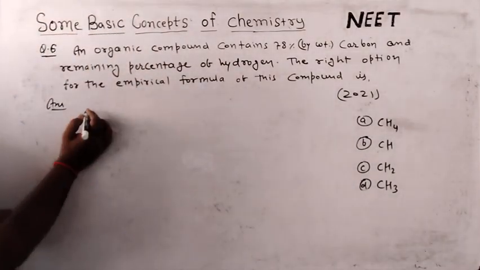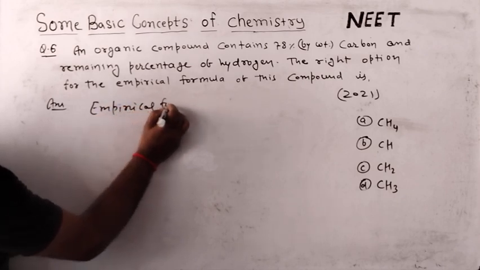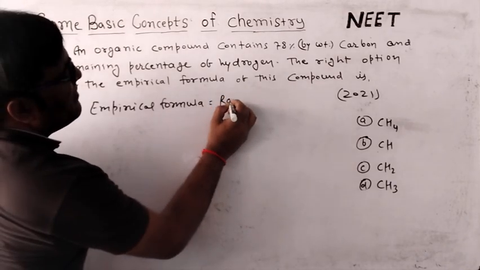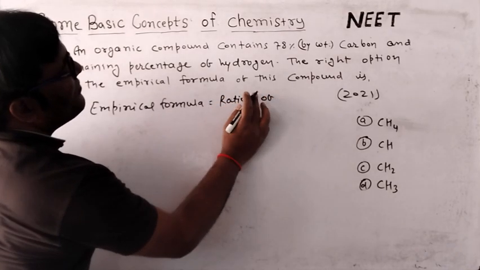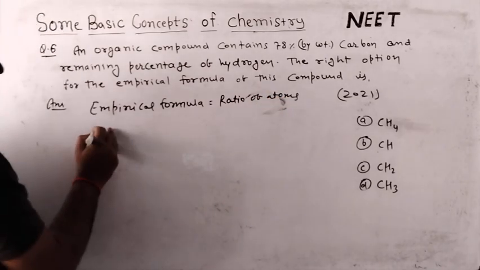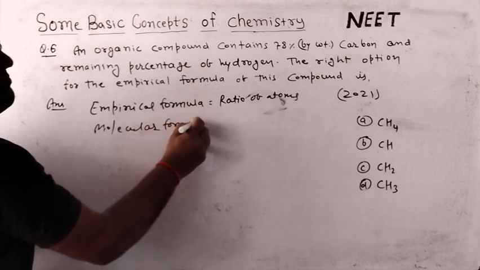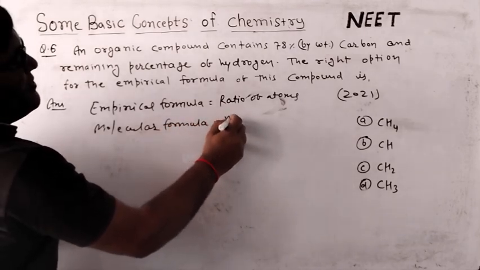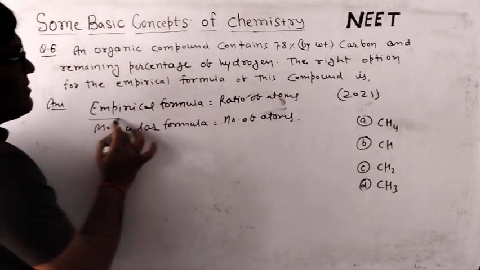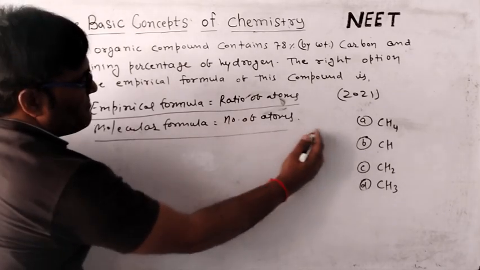Now, empirical formula represents the ratio of atoms and molecular formula represents the number of atoms in a compound. Finally, empirical formula represents the ratio of atoms in a compound, and molecular formula represents the number of atoms in a compound.